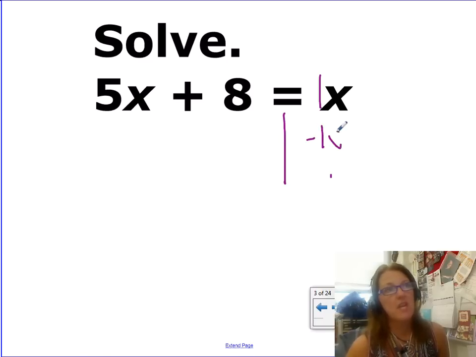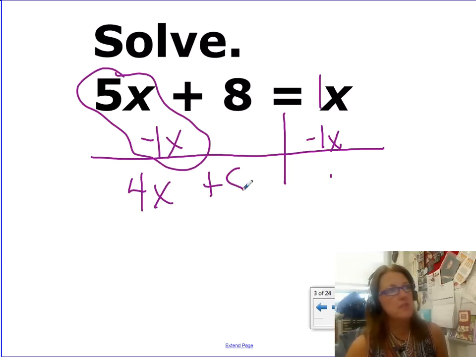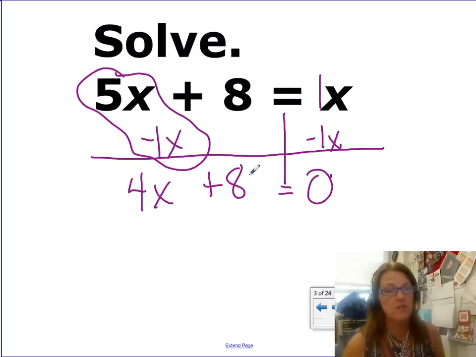I do that by taking the opposite, negative 1x, and I'm going to lob that at each side of the equation. Watch what happens. On this side, these two like terms combine to be a 4x, and I have a plus 8. On this side, this goes to 0 x's, which is just 0. Now, don't panic. 0 is a number. It happens to be smack dab in the middle of 1 and negative 1. It's a good number. Put 0 there.